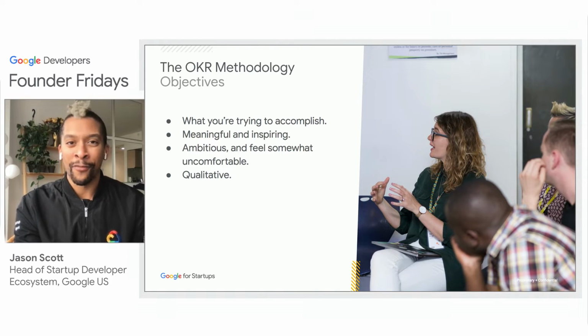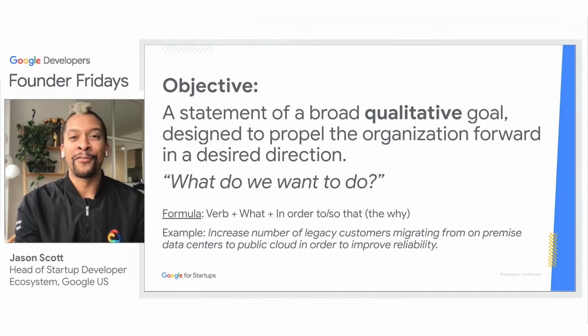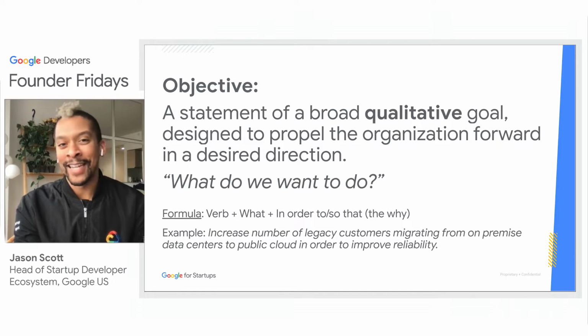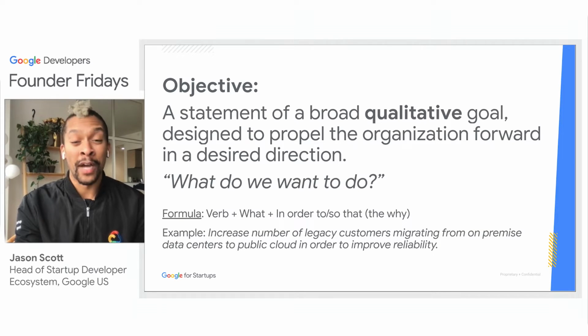So for those of you who like formulas like myself, there's a simple foolproof formula that I always tell my founders. If you're having trouble writing your first objective, follow this formula, and I haven't yet seen someone fail at it. The formula itself will answer, what do you want to do? And it will be a broad qualitative goal, but it takes a very simple format. You're going to have a verb, you're going to have the what that verb's acting on, and you're going to say the why. Why is this important?